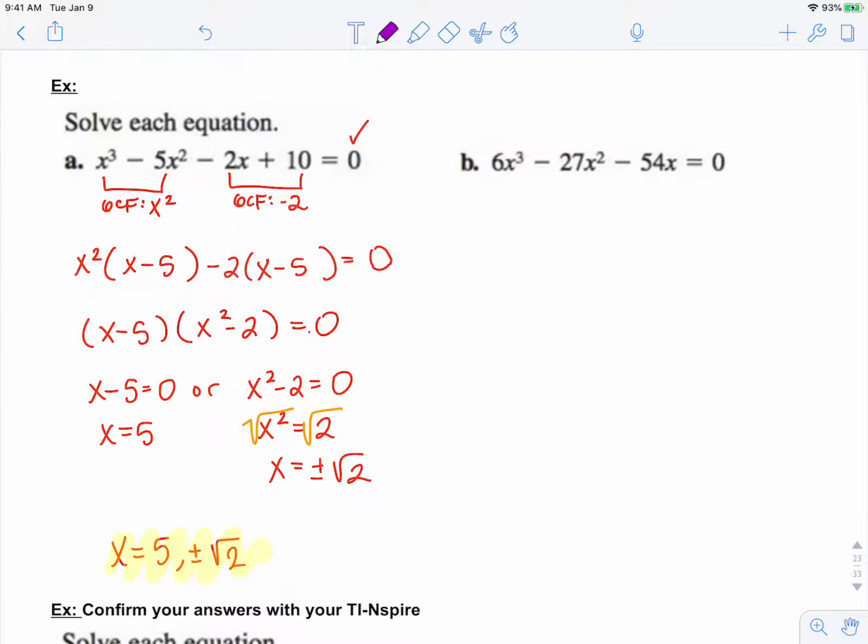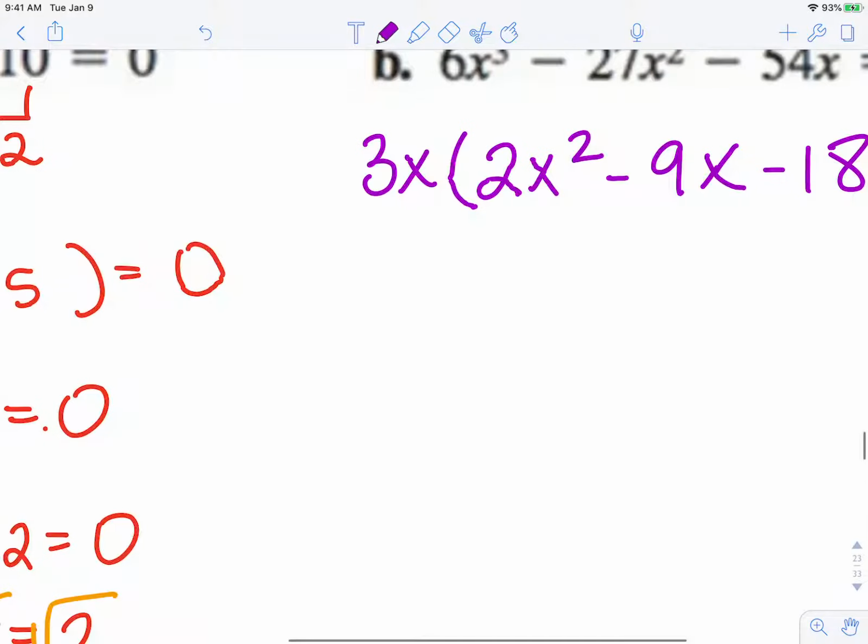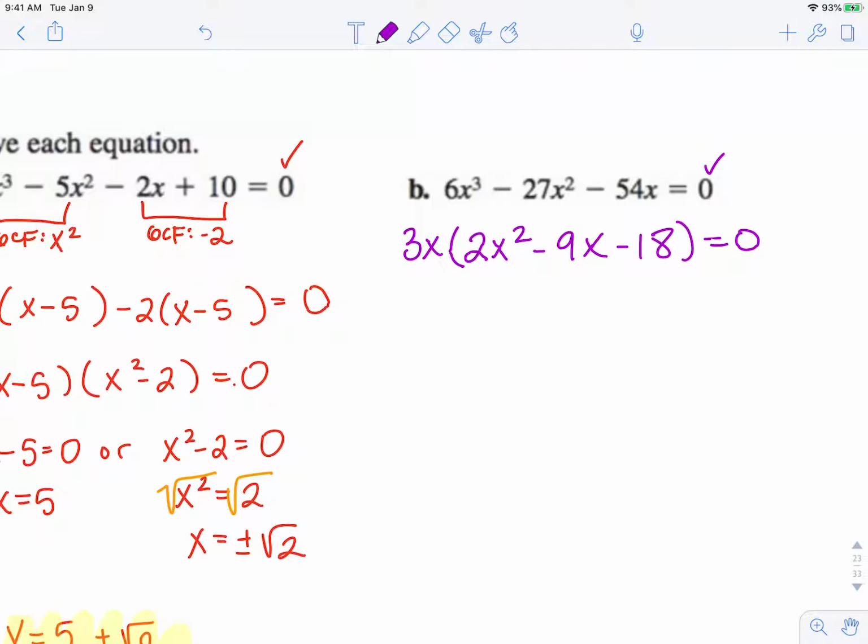Here in my next example, once again, it's already set equal to 0. That's nice. I see my trinomial on the left has a GCF of 3x. That leaves 2x squared minus 9x minus 18 equals 0. So now for this trinomial, I factor this by guess and check.